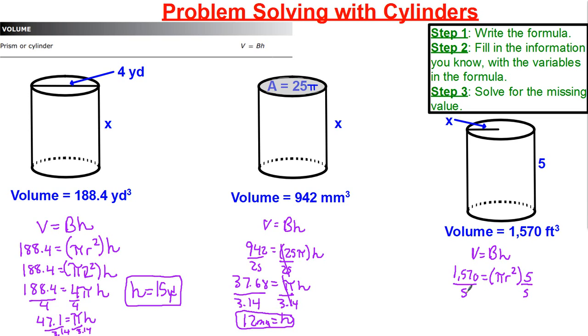So 1570 divided by 5 is going to give me a value of 314. Okay, so let me just write that. 314 is going to be equal to pi r squared now. Now, let me just go ahead and divide by pi. Divide by 3.14, divide by 3.14. I'm going to get 100 is equal to r squared. Now, the square root of 100 is just equal to 10. So r is equal to 10. So my radius in this case will be 10.